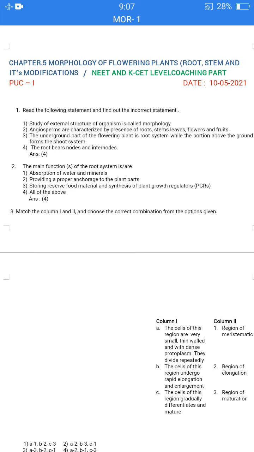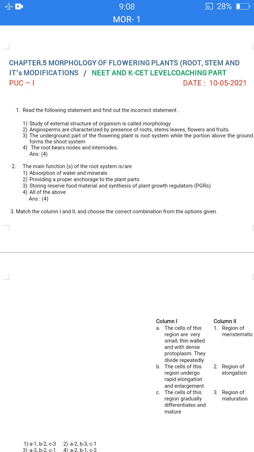Read the following statements and find out the incorrect statements. Let us see one by one in detail. First one, study of external structure of organisms is called morphology. Second, angiosperms are characterized by presence of roots, stems, leaves, flowers and fruits. Third, the underground part of the flowering plant is root system, while the portion above the ground forms the shoot system. Fourth, the root bears nodes and internodes.